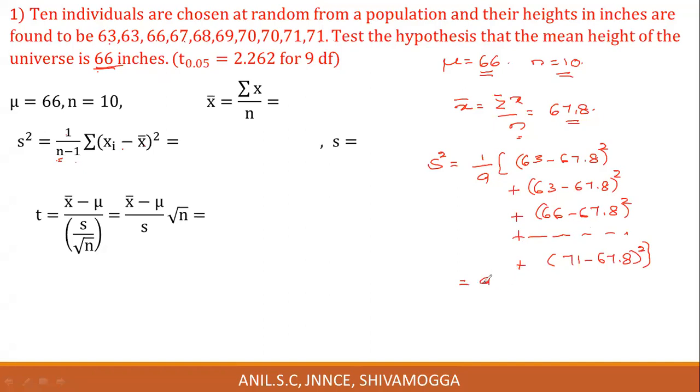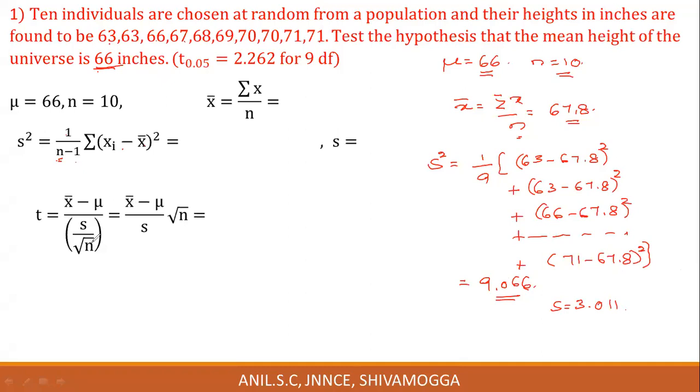9.066. Okay, this is s square. Then what will be the value of s? Square root of this. Calculate this. 3.011. All right, that must be correct. S square is 9.066 and s is 3.011.